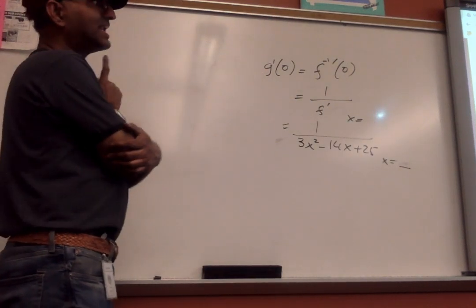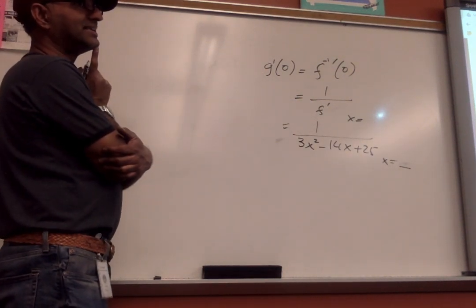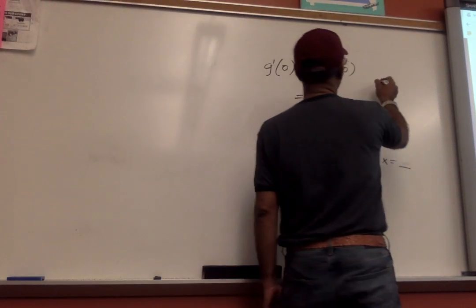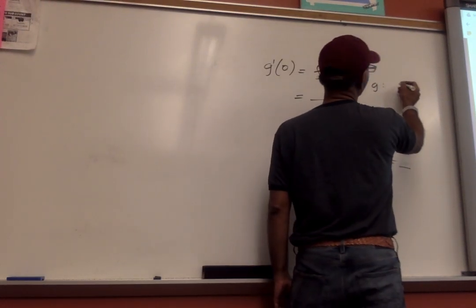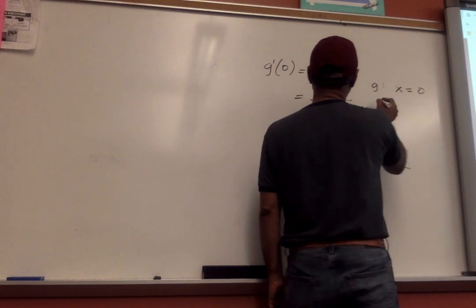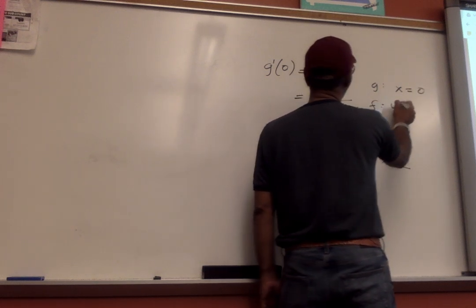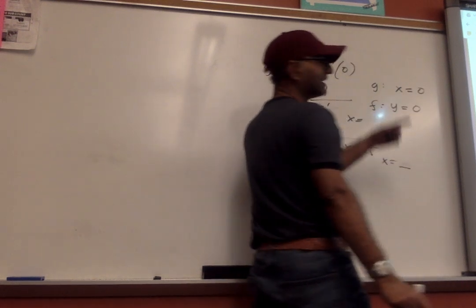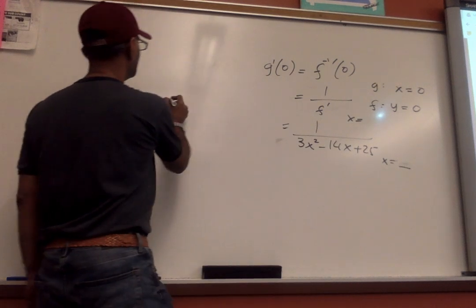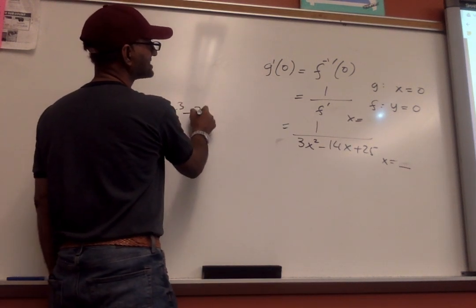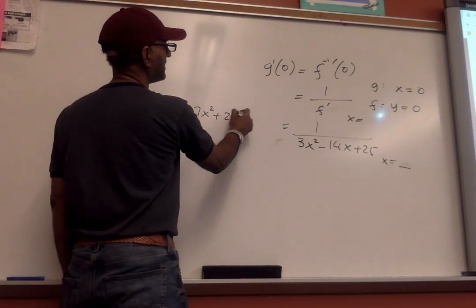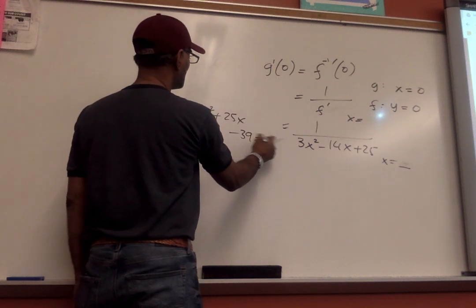But 0 is the x value on the g function. And on the g function, x is 0. Therefore, on the f function, y should be 0. So you should have basically set that equal to 0. So we have x cubed minus 7x squared plus 25x minus 39 equal to 0.